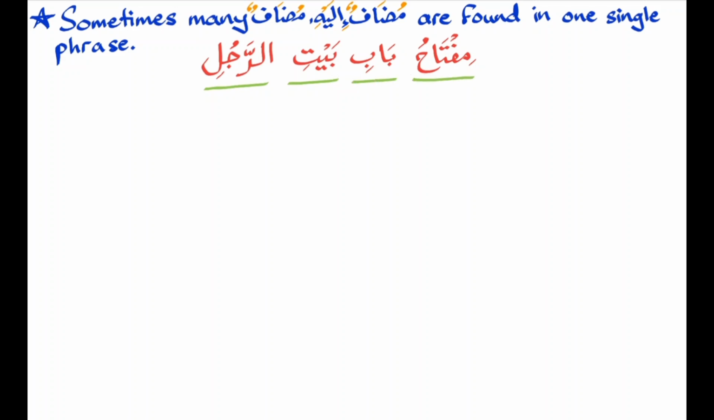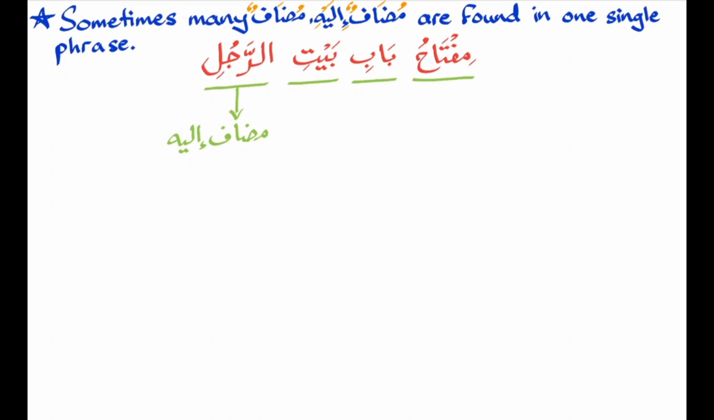Also, when you start analyzing the sentence to find out which is the mudaf and which is the mudaf ilayh, etc., you're going to start from the end. Always start from the backwards when it comes to mudaf and mudaf ilayh phrases. Here, the last word is ar-rajul. What is ar-rajul? It's a mudaf ilayh.